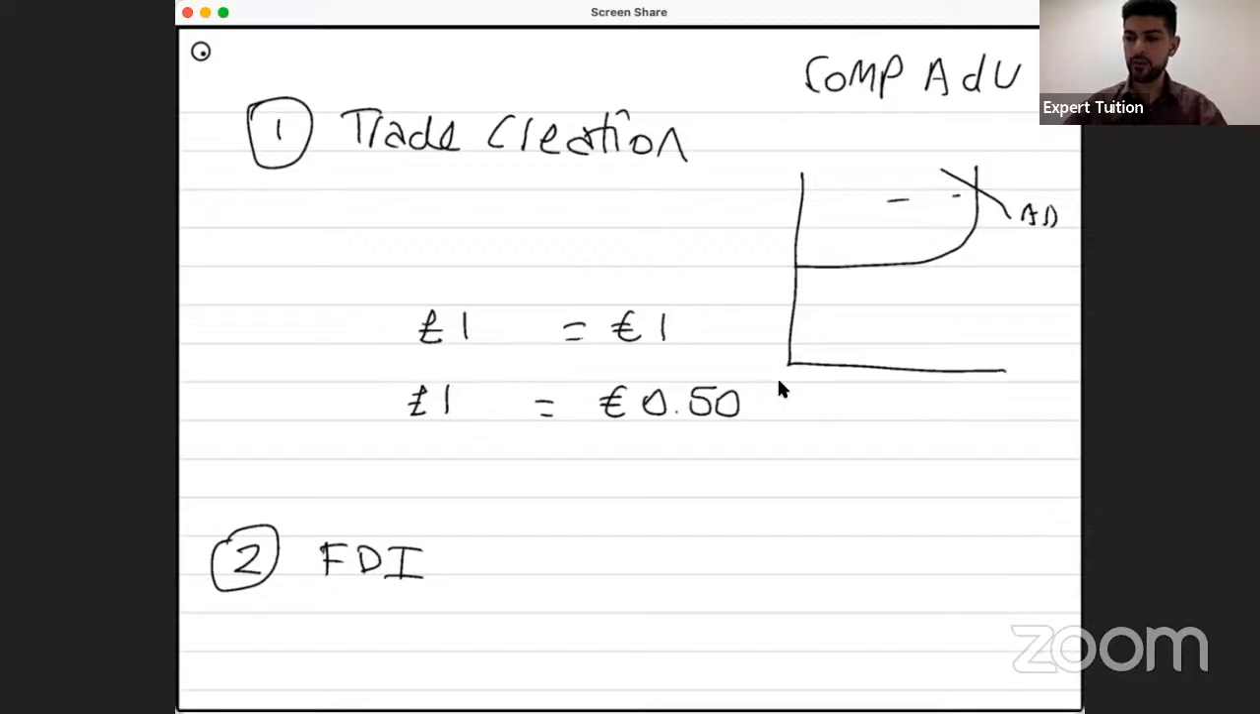So imagine this is Germany. They have high inflation, yeah? What kind of interest rate would Germany need in order to remove or reduce inflation? Well, I want to shift AD inwards, right? How do I do that? I raise the interest rate. So Germany wants a high interest rate.